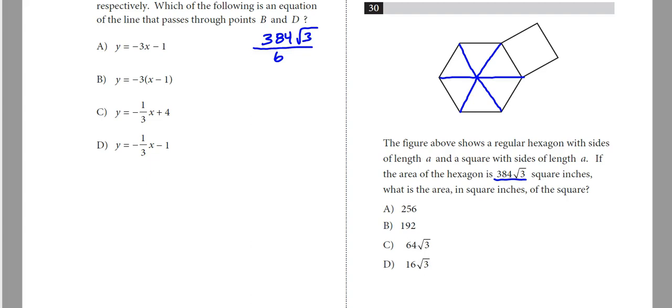So 6 goes into 38 6 times, which leaves 2, 24. So it looks like every single sliver, every single triangle is 64 radical 3. That's how much one blue triangle is.